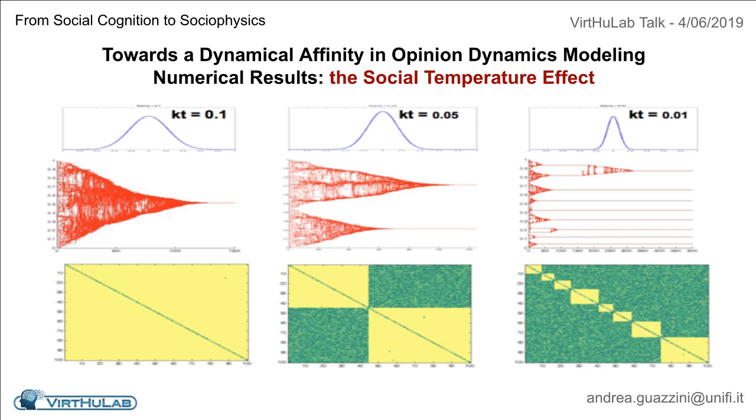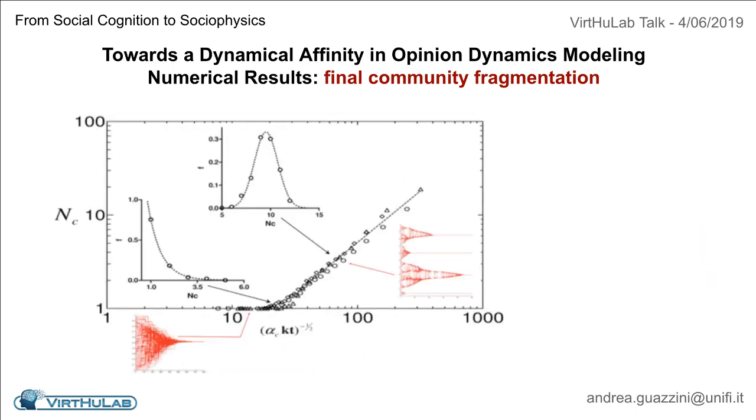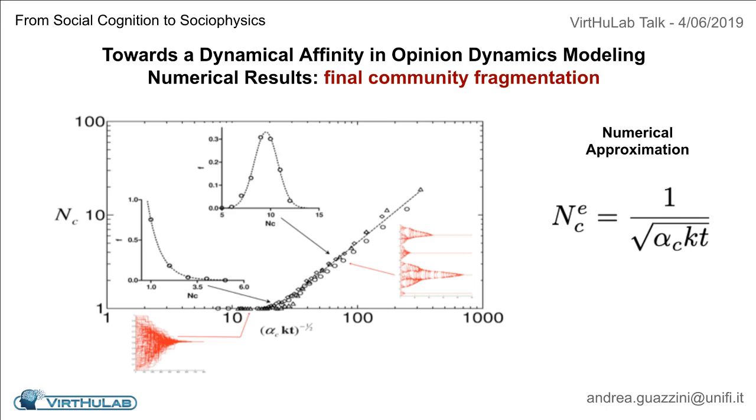The most important result we obtained from this model has definitely been a new numerical law explaining the fragmentation of the system at the equilibrium and the control parameters under scrutiny. In particular, a relation emerges between the logarithm of the number of clusters at the equilibrium and the logarithm of the quadratic inverse of the product between the critical affinity, alpha c, and the social temperature kT. The figure shows a function where the first regime is characterized by the final emergence of one cluster, which then approaches a linear relation, in this space, between nc and the x-axis factor.